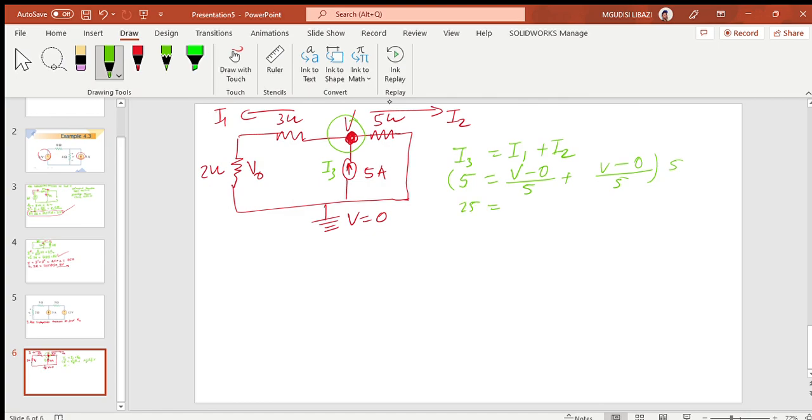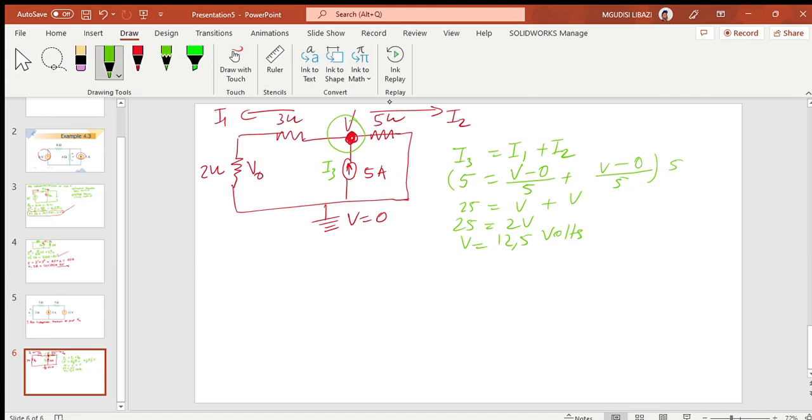5 times 5 is 25. That's going to be equal to V plus the 5 cancels, 5V, and then 25 is actually 2V, and then V should be equal to 12.5 volts. So that's how I can find that voltage there.